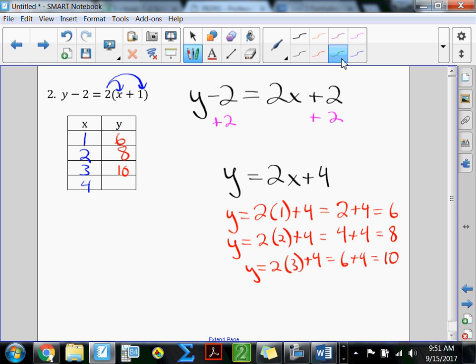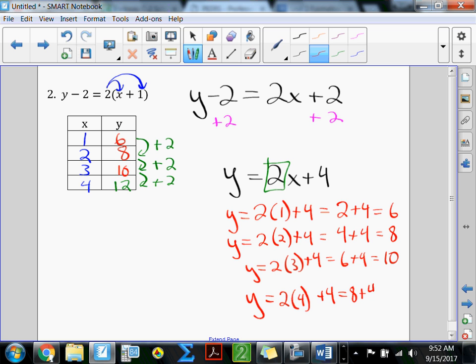And at this point, it'd be really nice if you see these are going up by 2, because the slope is 2. So if I go up by 2 more, I get 12. You could also plug it in. Say y equals 2 times 4 plus 4, which is 8 plus 4, which is 12. So that's one way to get the table.